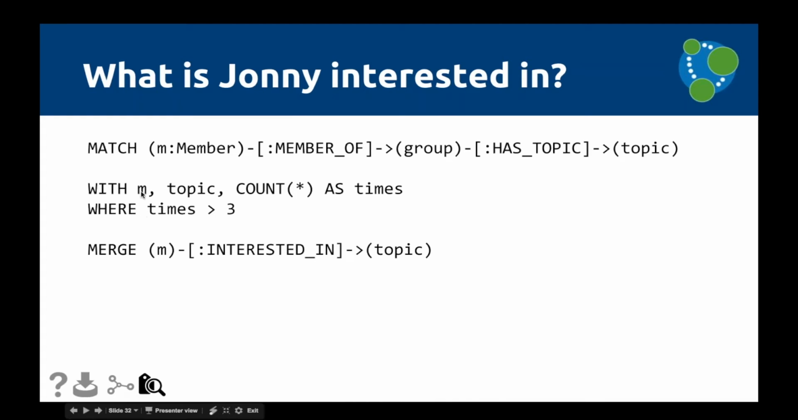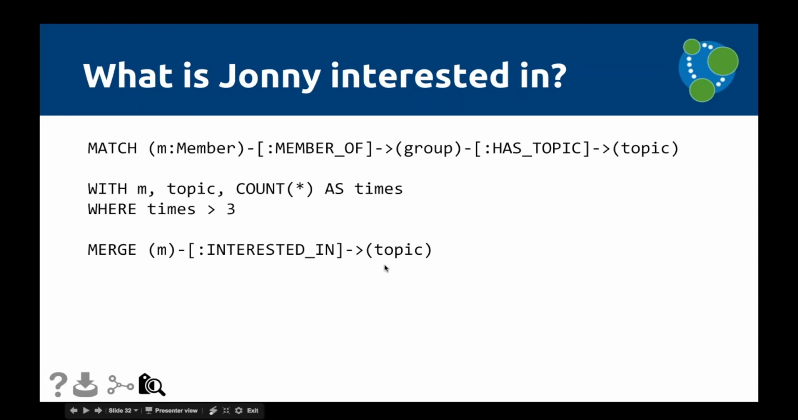Then we're doing some grouping. So we're saying get the member, get the topic they're interested in, and work out how many times that topic's showing up, i.e. how many groups have that topic. And then filter it if it's more than 3. Now, the number 3 is kind of an arbitrary number. I just did a little bit of checking on the data, and 3 seemed like a reasonable threshold to claim interest. We can obviously use a different number.